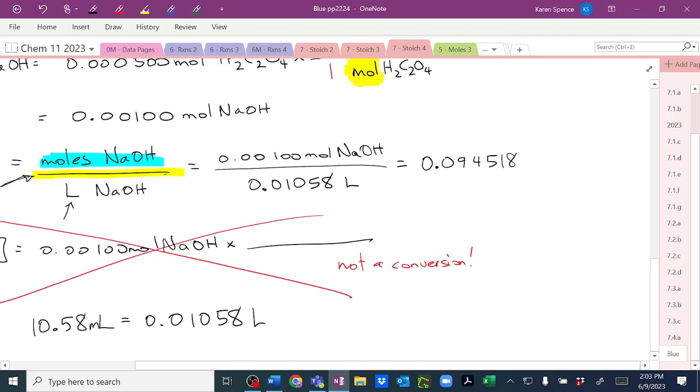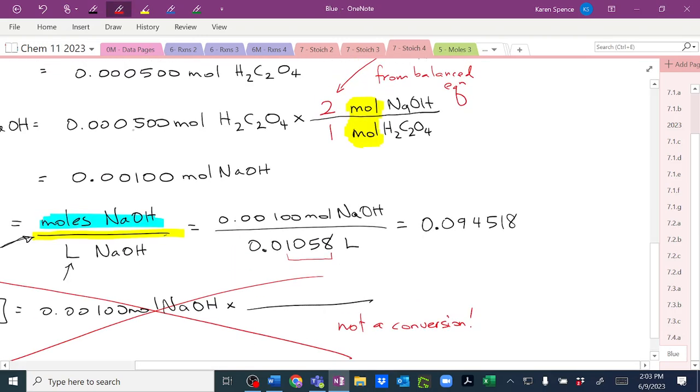Now, if we look back at our sig figs, we have 4 sig figs here. We have 3 sig figs here.